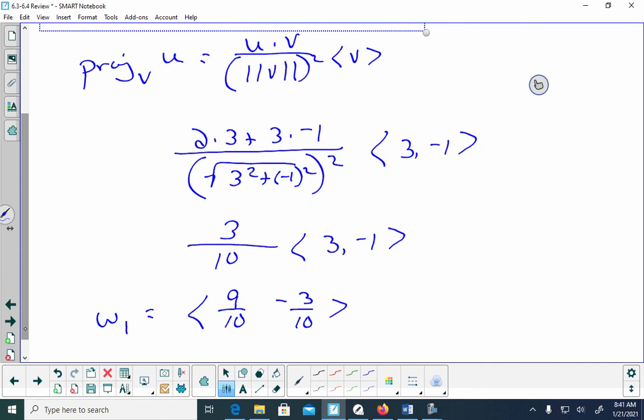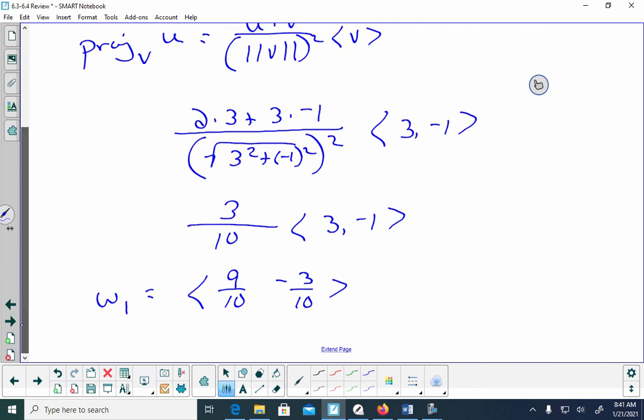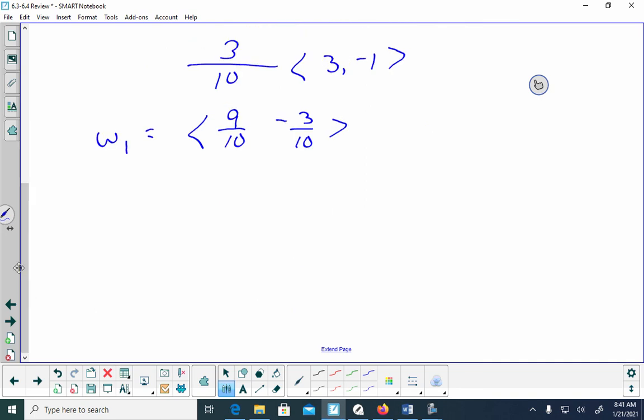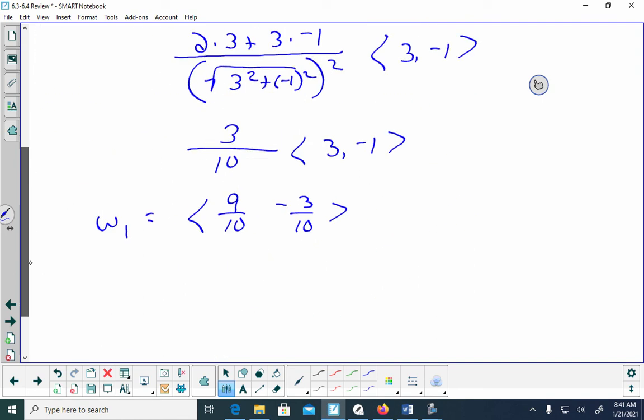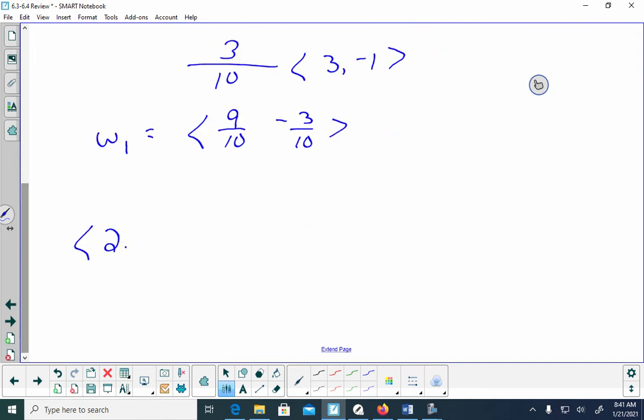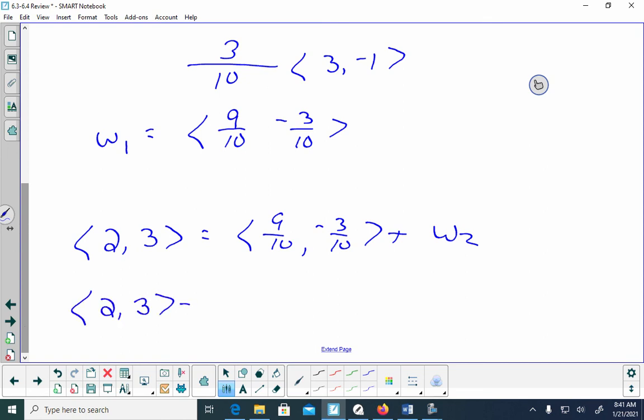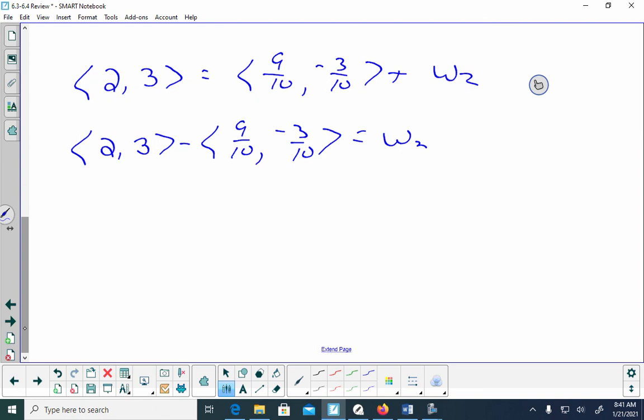Now, it doesn't ask, but usually you have to write this as the sum of two vectors. So you want to rewrite u, which is 2, 3, as the sum of this W1 plus some other vector, which we call W2. So to find that, I took this 2, 3 and subtracted this W1, or the projection of u onto v, to find my W2. W2, this sounds like tax time.